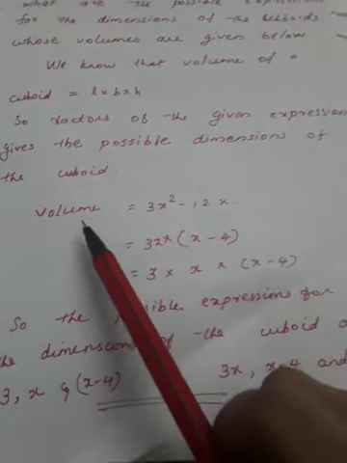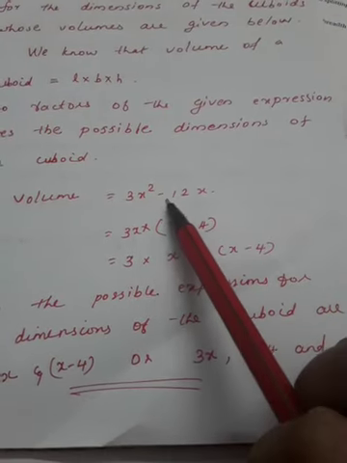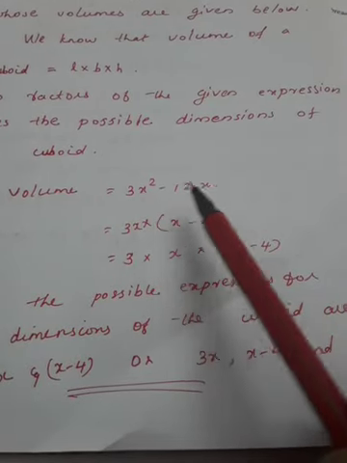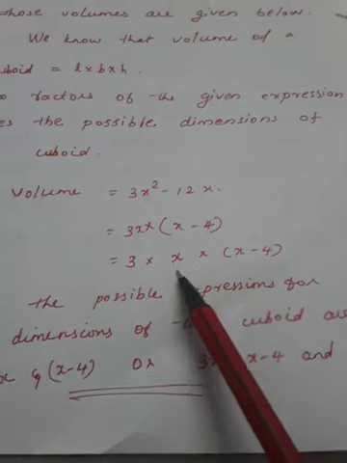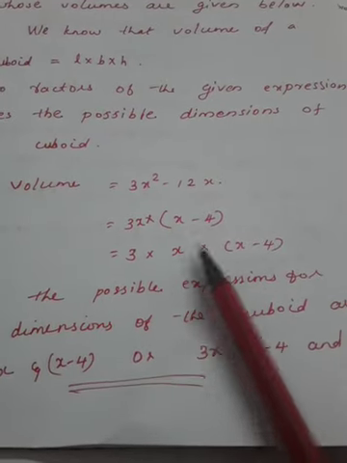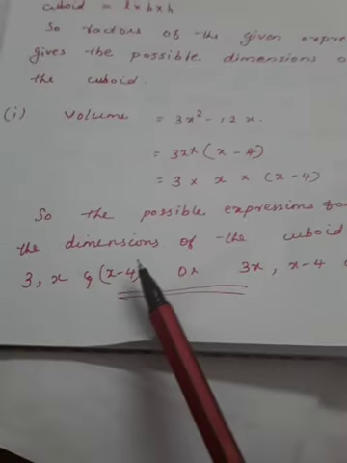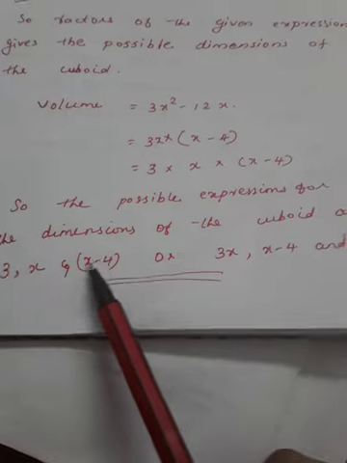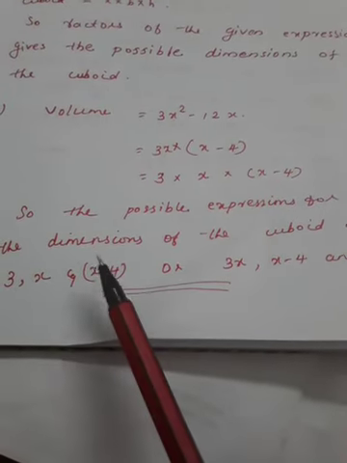So for the first question, volume is given as 3x squared minus 12x. Here we can take the common factor 3x outside, which leaves x minus 4. Then again we can't factorize. So 3, x, and x minus 4 are the factors. So we can write the possible expressions for the dimensions as 3x and x minus 4.